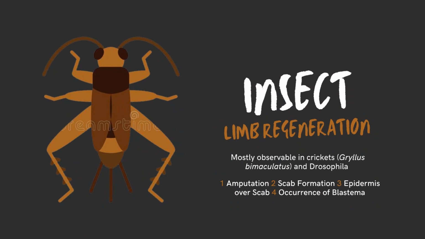As for the insects, in insect limb regeneration, these are mainly observed in crickets and Drosophila. It has a 4-step process, starting with the amputation, proceeding with the scab formation, next is the epidermis over scab, and lastly is the occurrence of blastema.